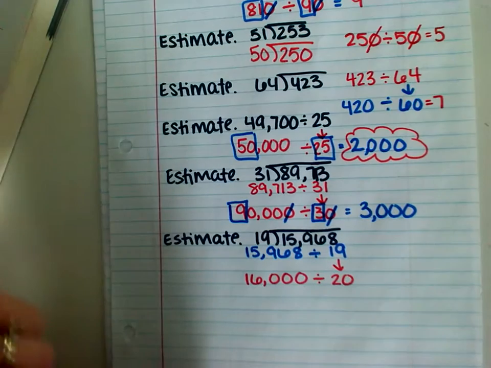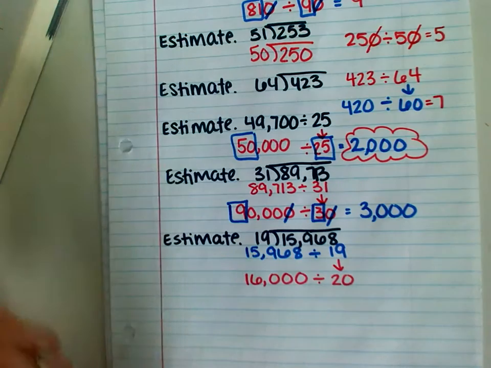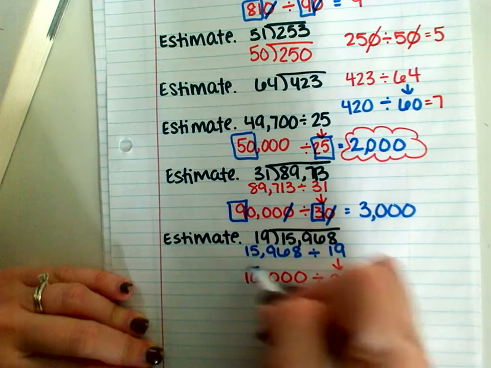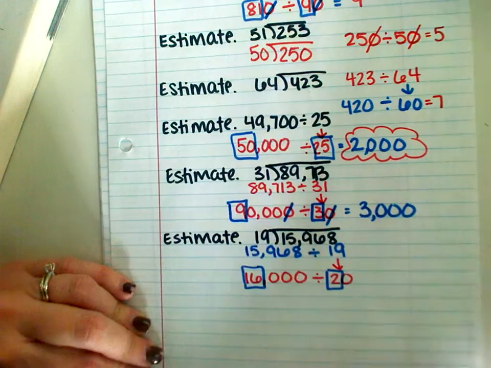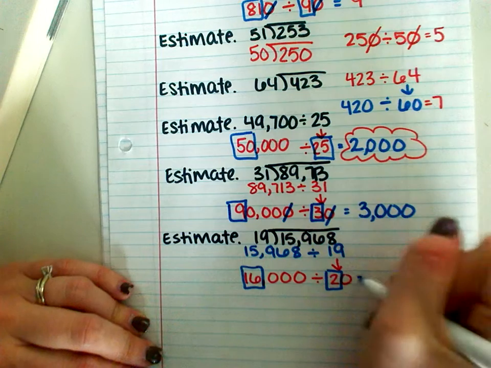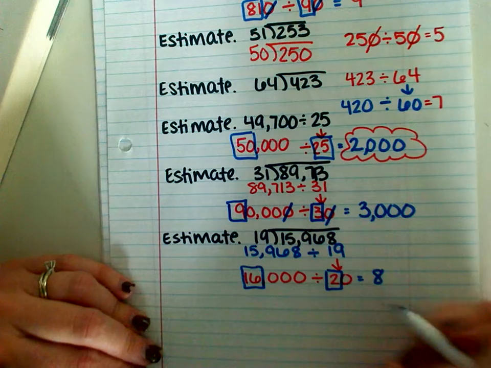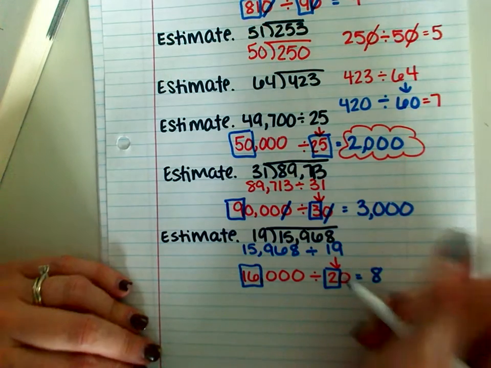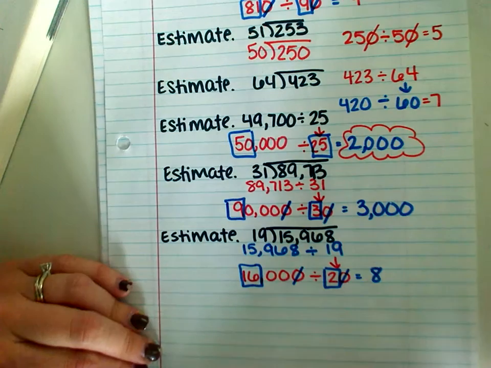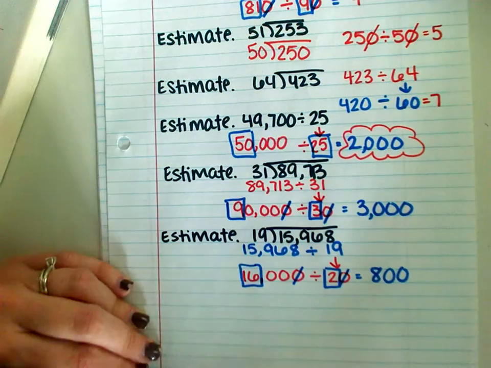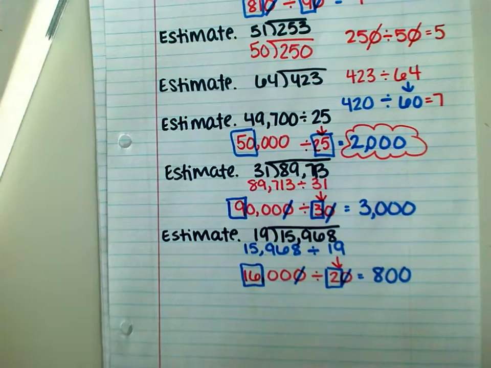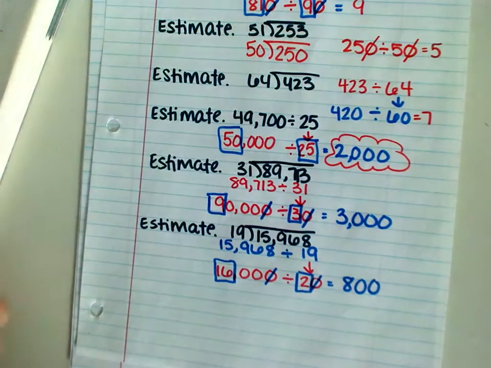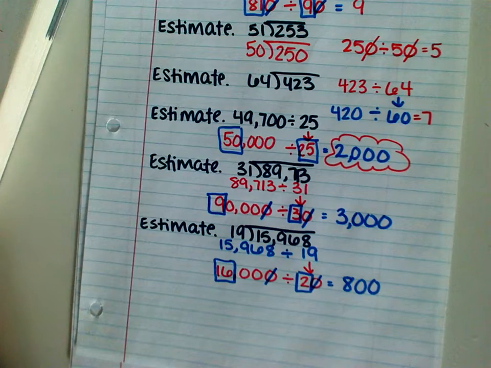What's our basic fact? Everyone? 2. So 16 divided by 2 is what? 8. Good. How many zeros can we cross off? 1. How many do we add? 2. What's our answer? 800. Great job. Any questions about estimating? No. Okay.